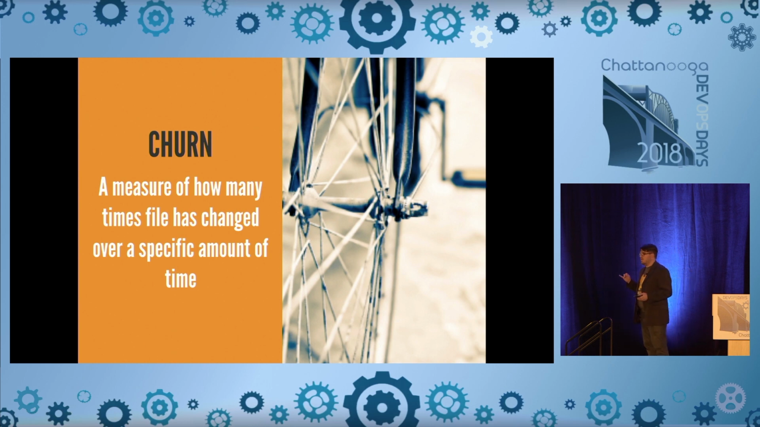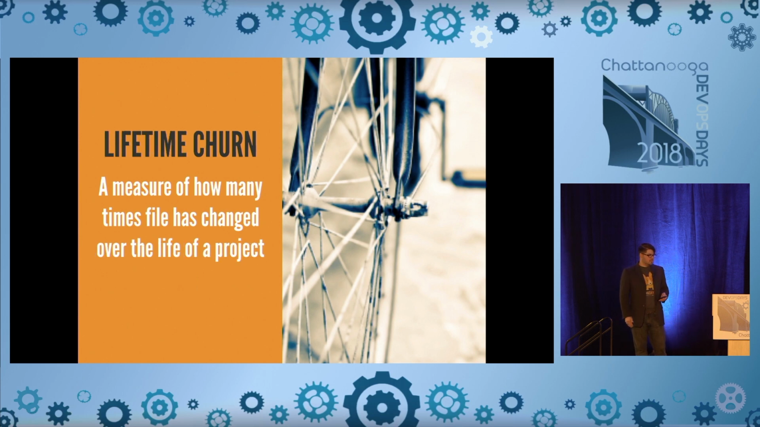Churn for any specific file in your system is how many times that file has changed throughout the life of your application. This is gleaned from your source code repository. So if you're using Git, this is really easy to capture. You can still get this from other source code systems as well. But in general, on a file-by-file basis, how many times across the life of your application has that file changed?